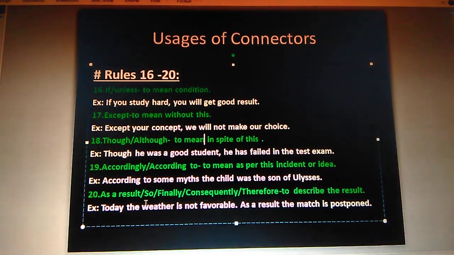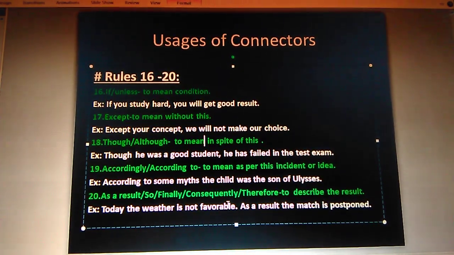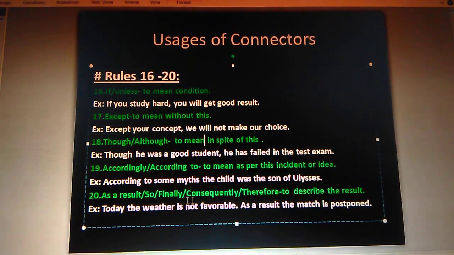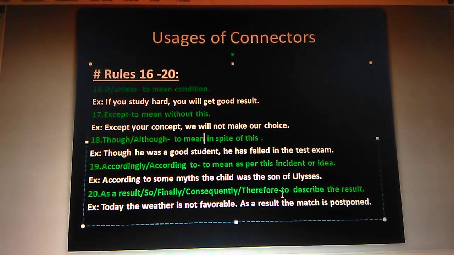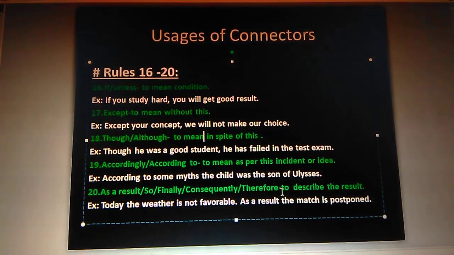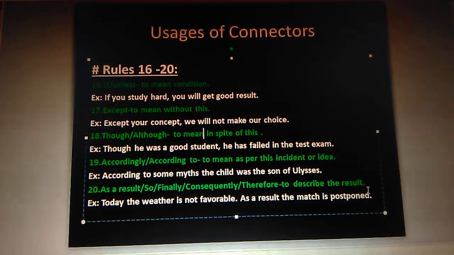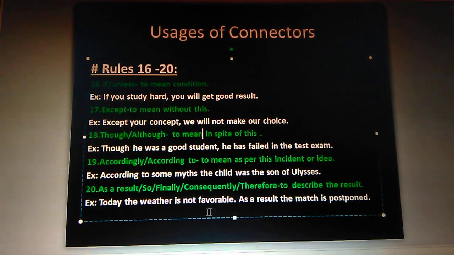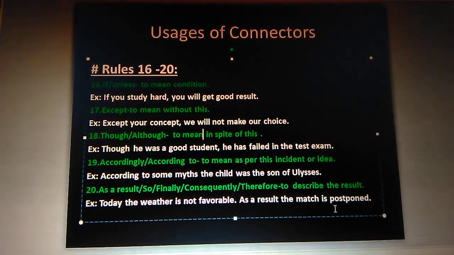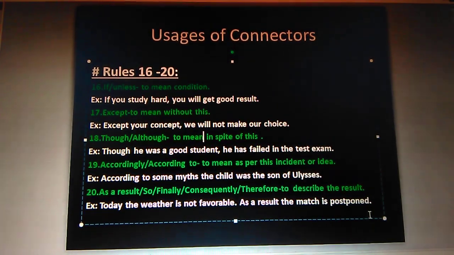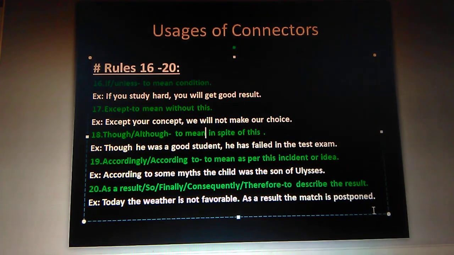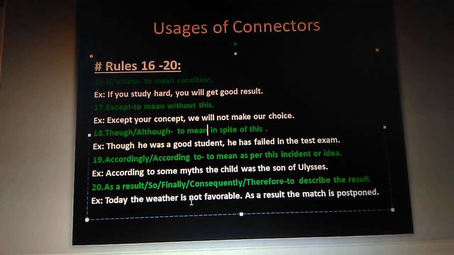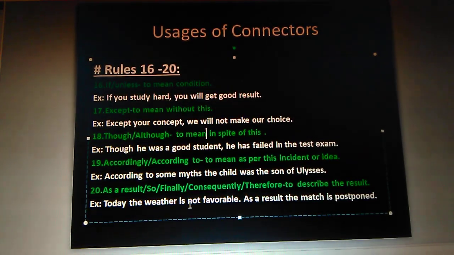As a result, so, finally, consequently, therefore: these are synonymous. So you can use any of these connectors to describe the result. Today, the weather is not favorable. As a result, the match is postponed. So why was the match postponed? The result of unfavorable weather.